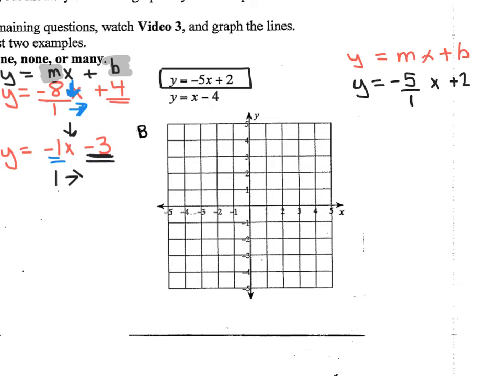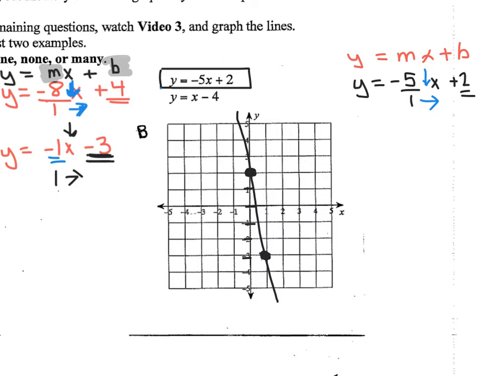So for our first line, I'll graph this in black. We begin at positive 2. Our slope is negative 5 over 1, and because it's negative, that means that we're going to travel down 5 and right 1. So from where we began, count 1, 2, 3, 4, 5, and right 1. When you connect your points, your line will look just like that.